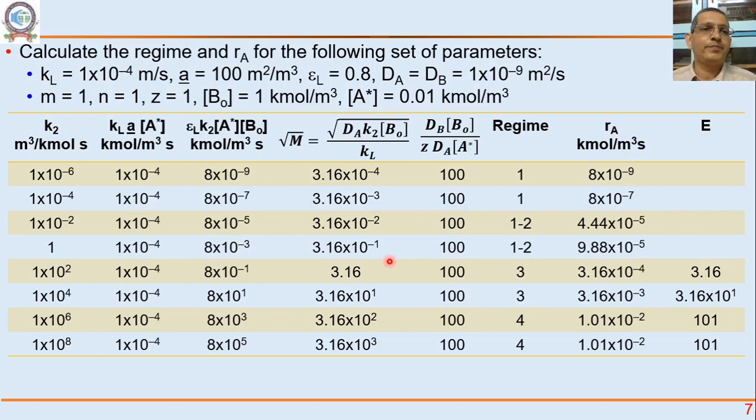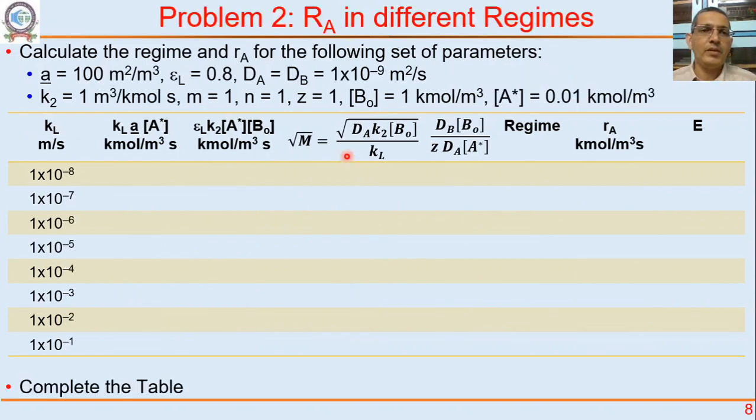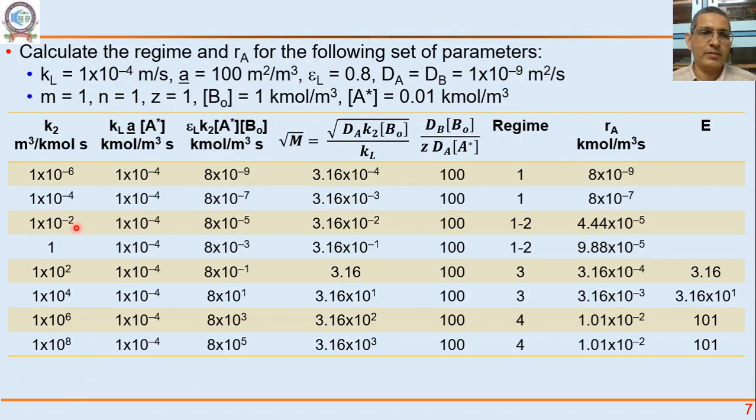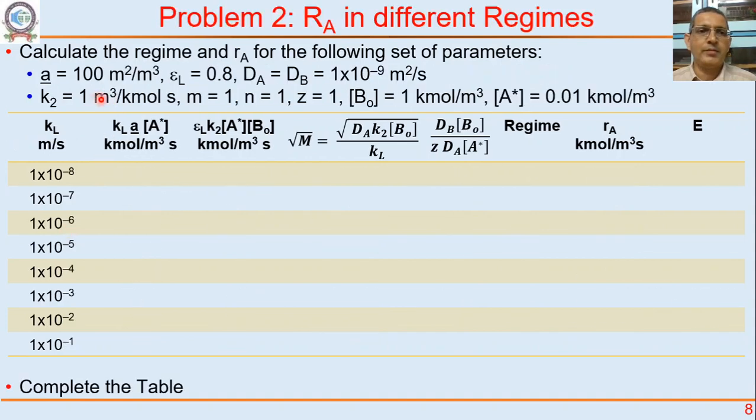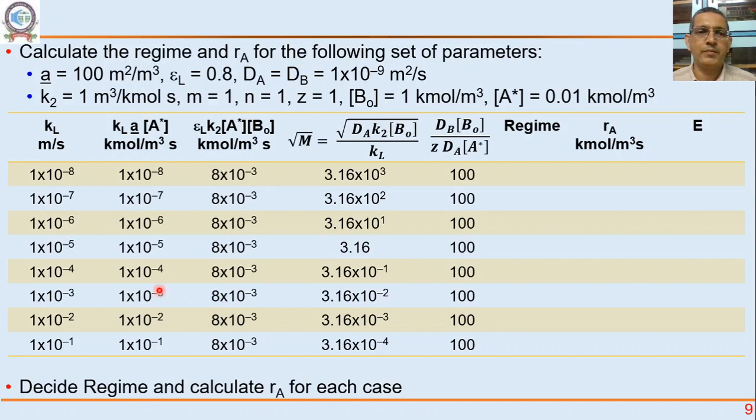Let's play a trick. Here's another problem. Take A bar is 100, epsilon L is 0.8, dA and dB 10 raised to minus 9, same as last time. Take K2 as 1, like this case. M is 1, N is 1, Z is 1, B naught and A star same as last time. Now vary KL and complete this table. Pause, do it for yourself. This is what you will get.